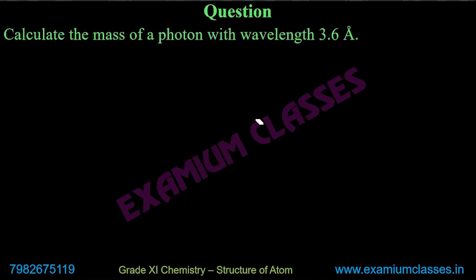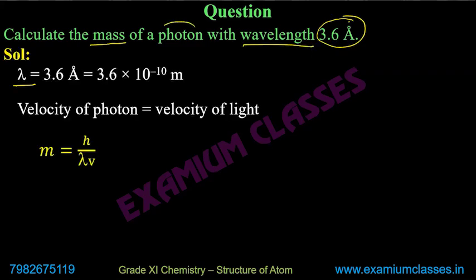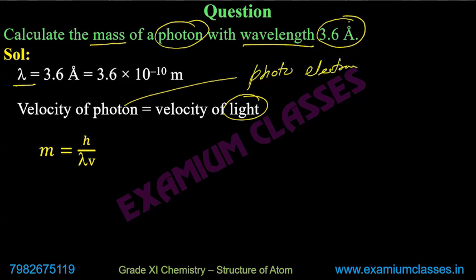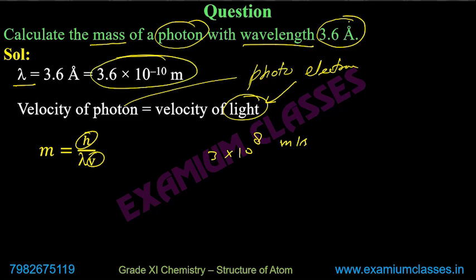Next question: calculate the mass with wavelength 3.6 angstrom. If it is a photon, the photon's velocity will be the velocity of light, that is 3 × 10^8 meter per second. h you know, 6.626 × 10^-34. Lambda is 3.6 × 10^-10 meter, converted from angstrom to meter.